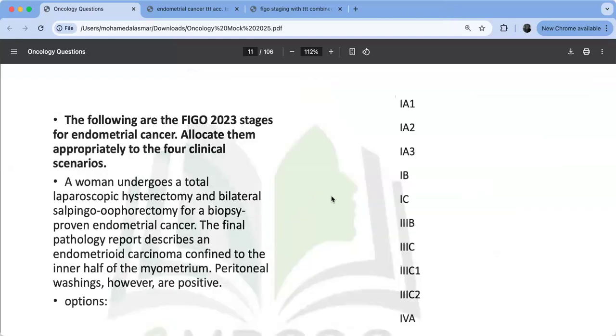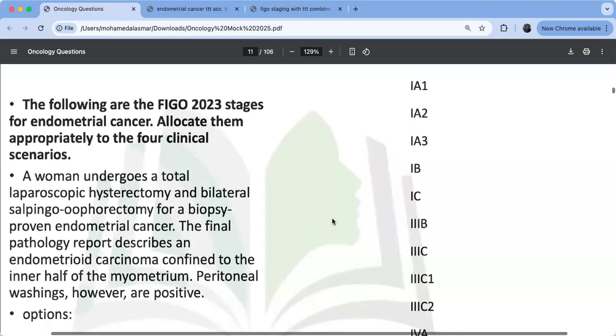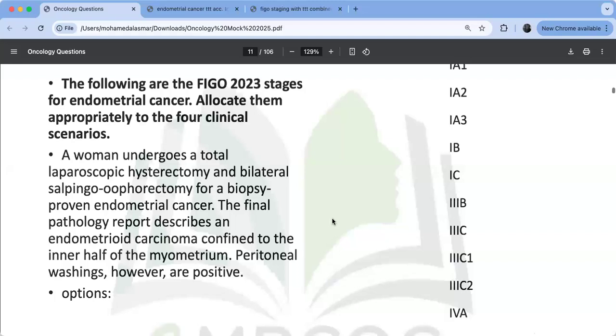Okay, so here, my friends, FIGO 2023 staging for endometrial cancer. Allocate them appropriately to the four clinical scenarios. Okay, so the first scenario says a woman undergoes a total laparoscopic hysterectomy and bilateral salpingo-oophorectomy for a biopsy-proven endometrial cancer. The final pathology report describes an endometrioid carcinoma confined to the inner half of the myometrium. Peritoneal washing, however, positive.